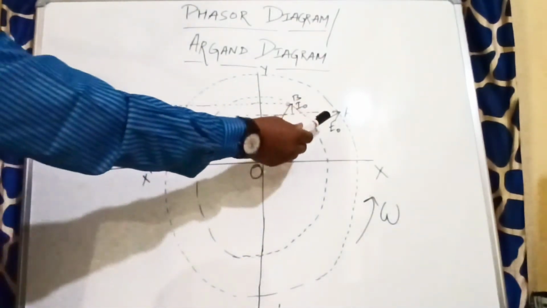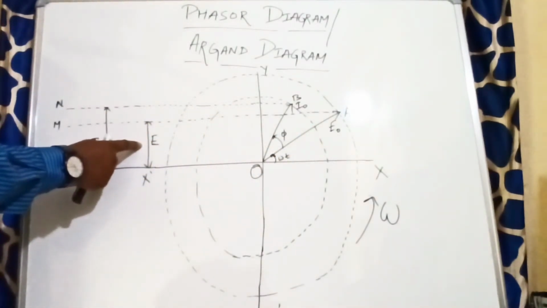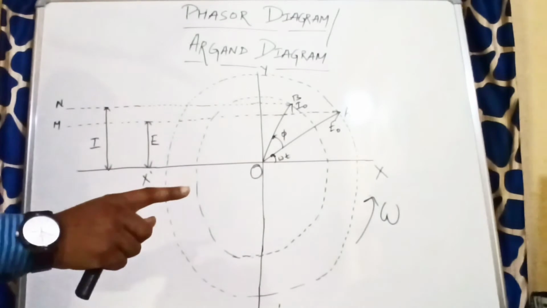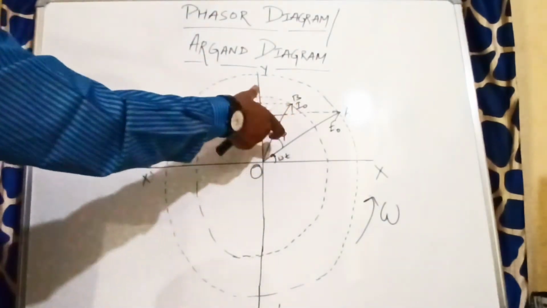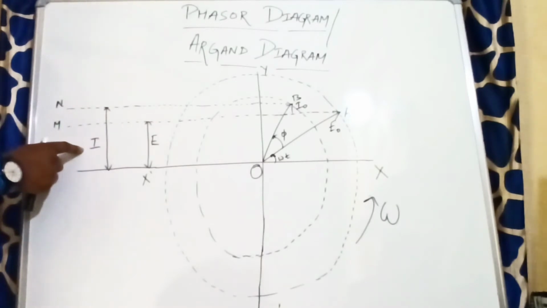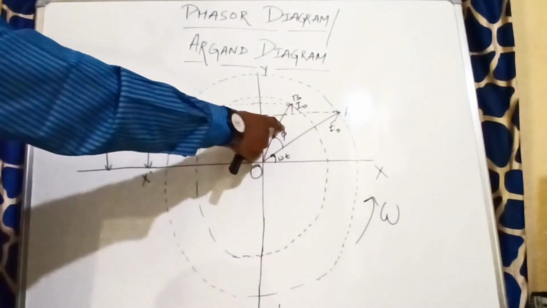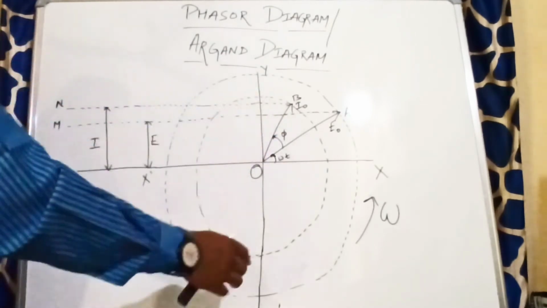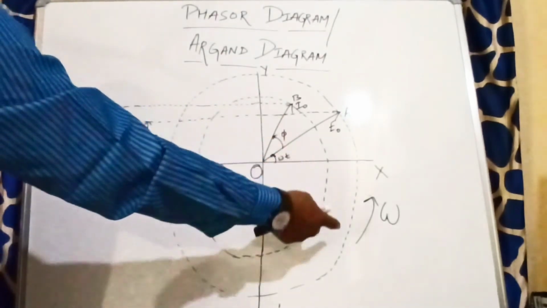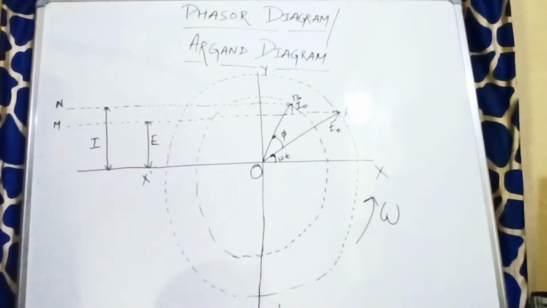Listen again, the projection of E naught, this one, E, is the instantaneous value of EMF. And the projection of I naught, this quantity, which I denoted by I, is the instantaneous value of current. And these two vectors are rotating in the anti-clockwise direction with angular velocity omega.